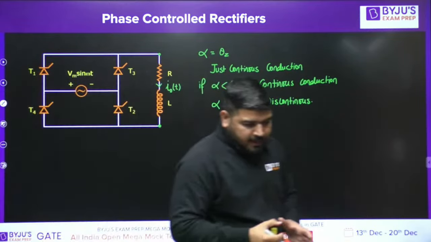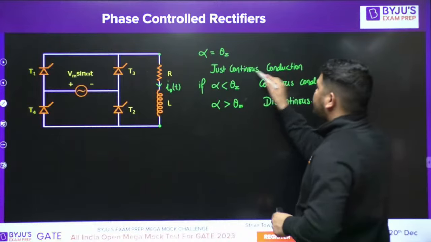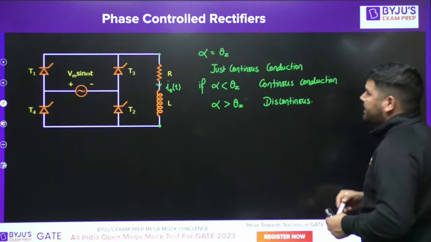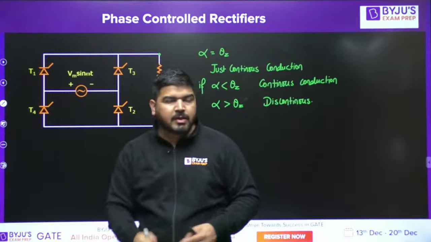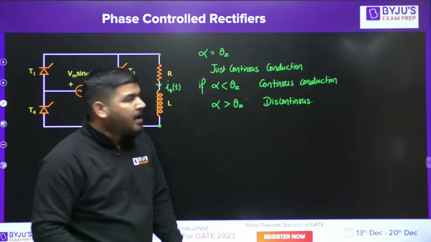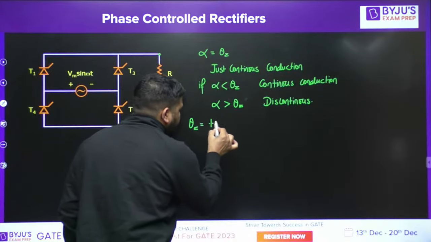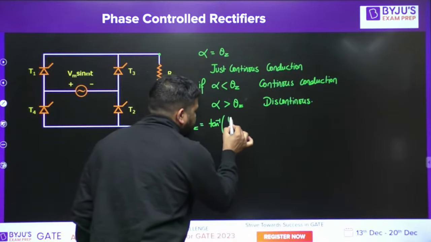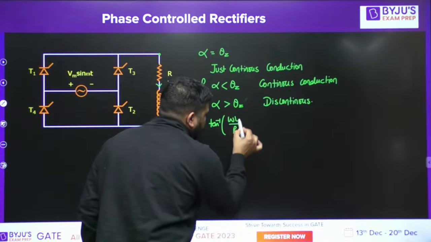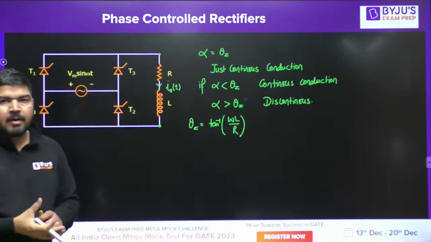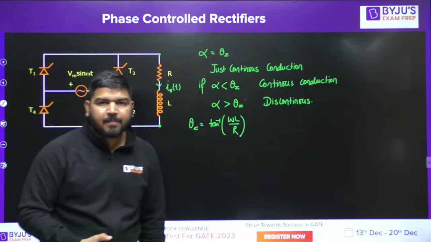So alpha will decide. If alpha is theta z, conduction will be just continuous. If alpha is less than theta z, conduction will be continuous. And if alpha is greater than theta z, conduction will be discontinuous. What is this theta z? Theta z is equal to tan inverse of omega L by R. Okay, so this is the boundary condition.